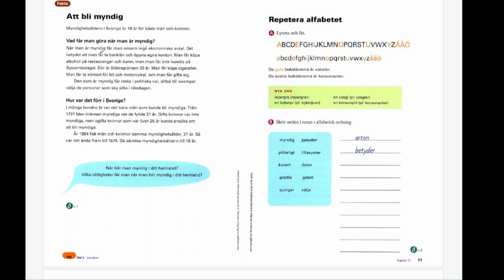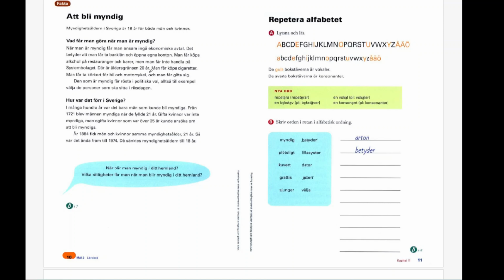What does it mean when you become an adult or a responsible person? It means you can make economic contracts by yourself. You can take a bank loan. You can open a bank account. You can also buy alcohol in restaurants and bars. But at Systembolaget, which is the chain in Sweden that sells alcohol, you cannot buy, because there the age limit is 20.